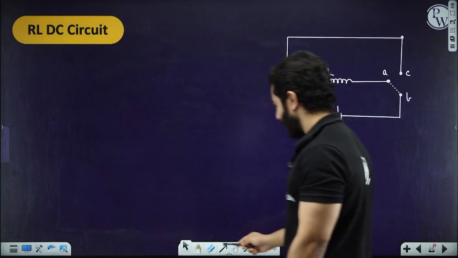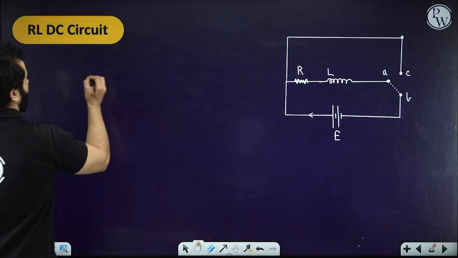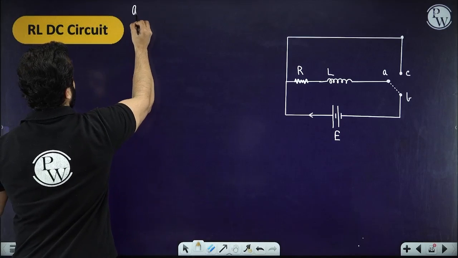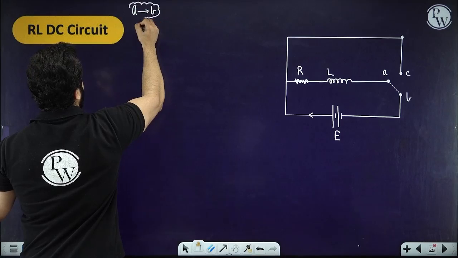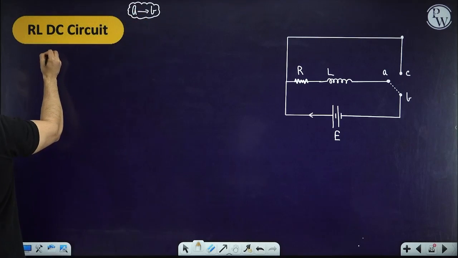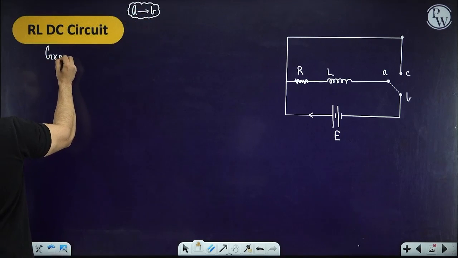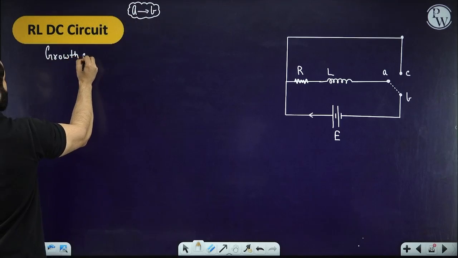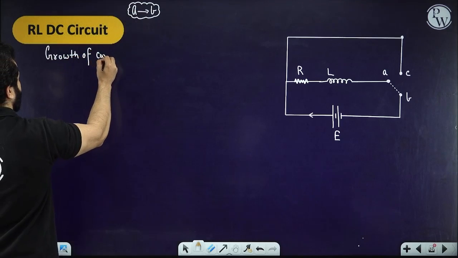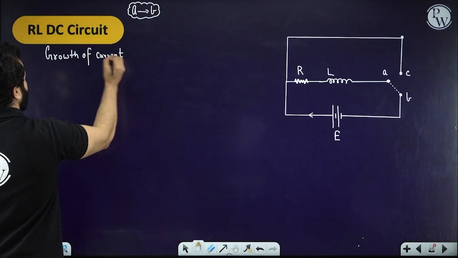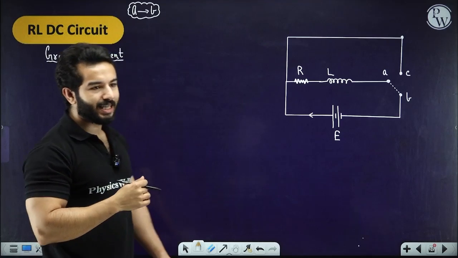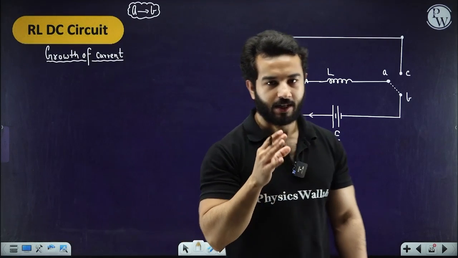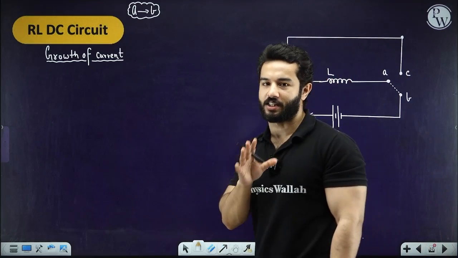So the first part is when we connect A with B, and under this we are going to talk about the growth of current. How does the current grow? Now please understand, we all know the job of an inductor: the inductor's job is to resist change in current.